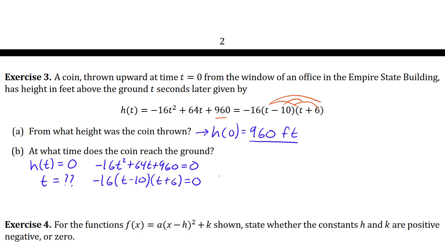Because when it's in factored form, you could just make t minus 10 equal to 0. That will give you t equals 10. Or this one will give you the value of t that makes t plus 6 equal to 0. Well, negative 6 plus 6 is 0. So this one would be t equals negative 6. Okay, now, but wait, if you have t equals negative 6, that would mean 6 seconds before it was thrown. This one doesn't make sense.